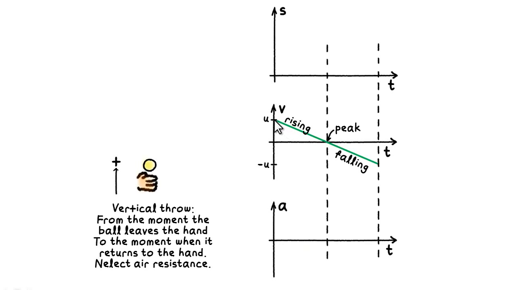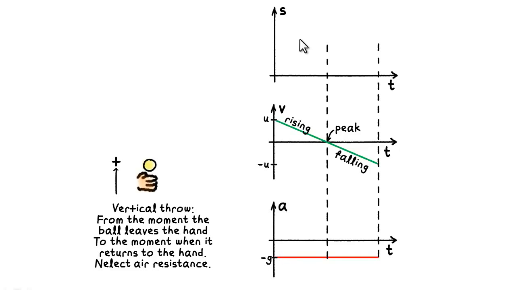Alright, once we have gotten the VT graph, the AT and ST graphs are just one step away. Remember, the gradient of the VT graph gives the AT graph. Since the gradient is negative and constant, the acceleration-time graph is also negative and constant. In fact, the constant value here will be negative 9.81 meters per second squared. It makes sense that the acceleration is negative 9.81 and not positive 9.81 because we have chosen upward to be positive. So negative 9.81 will represent downward acceleration of 9.81 meters per second squared, which makes sense.